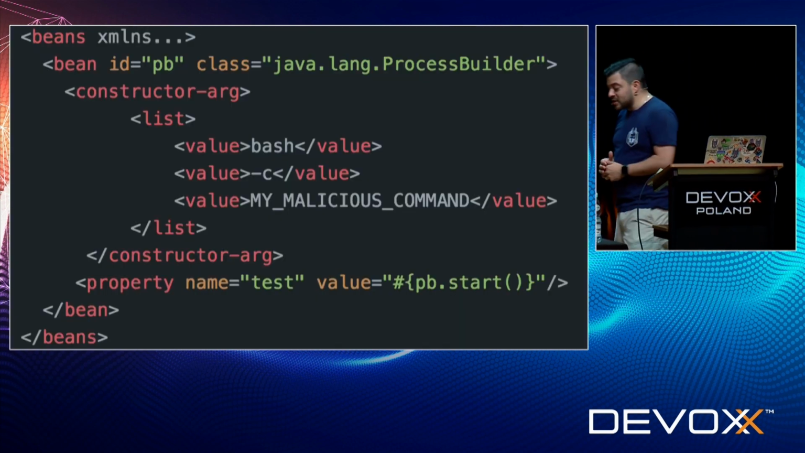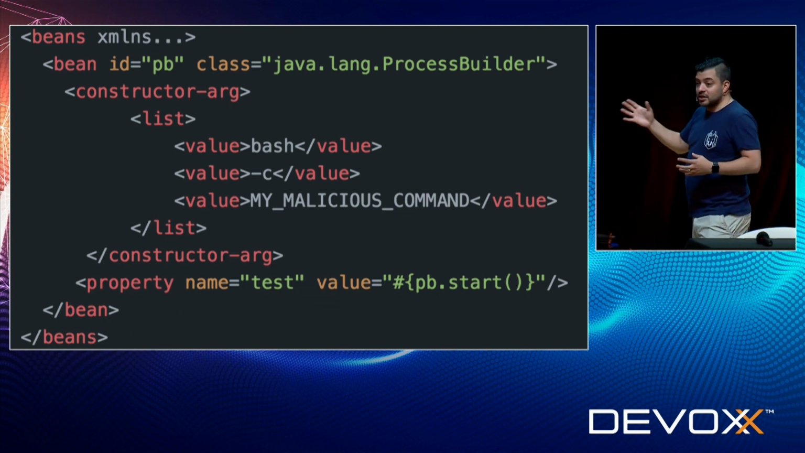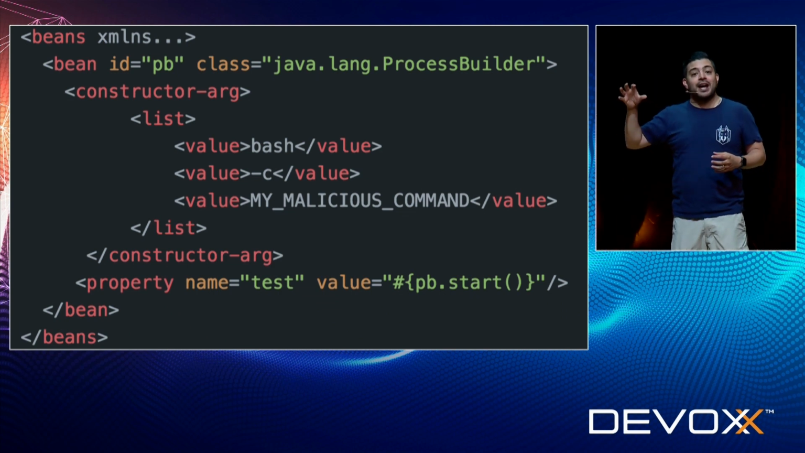What we're going to do is send a Spring Bean, effectively. The exploit we're going to do is actually running on AWS.